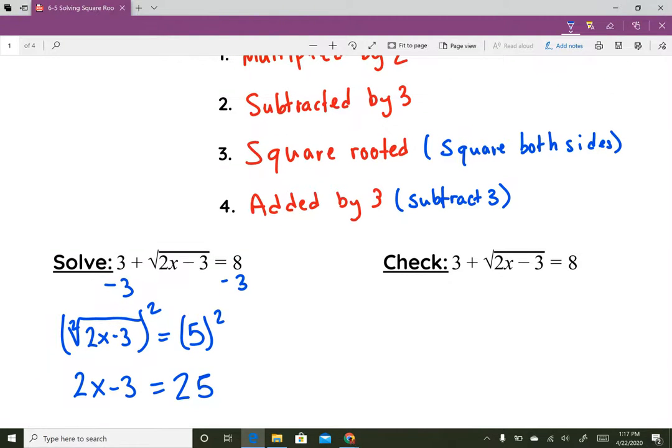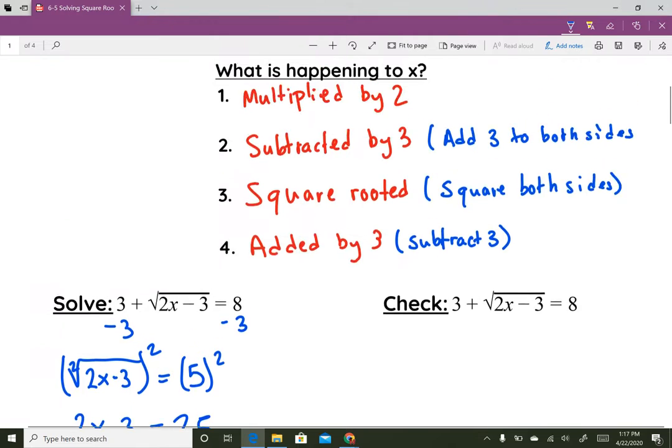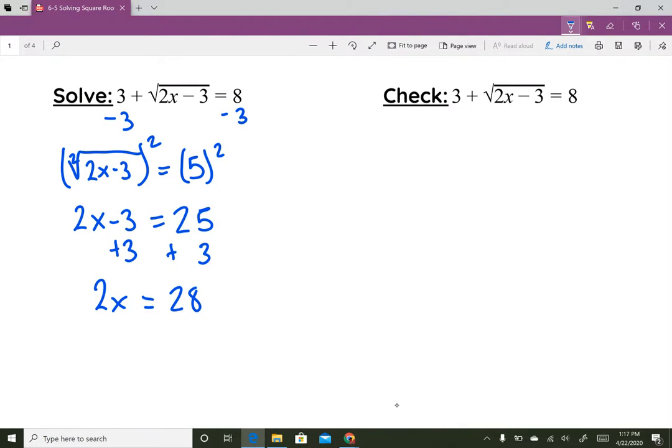And now being subtracted by 3, so we have to add 3 to both sides. Just doing the opposite here. Right, now it just turns into a two-step equation. We're adding 3 to both sides, so we're left with 2x equals 28. And then lastly, being multiplied by 2, if you already figured it out, great. We're going to divide by 2. The opposite of multiplication is division, so why don't we go ahead and do that? Divide by 2 on both sides. Are you getting 14? Because I am as well. So that's how we solve a square root equation.